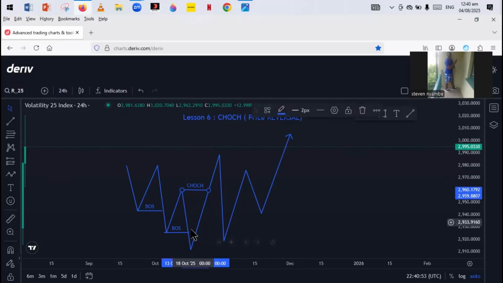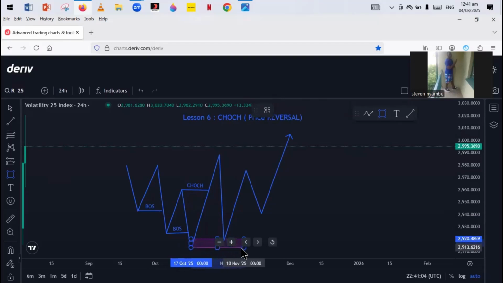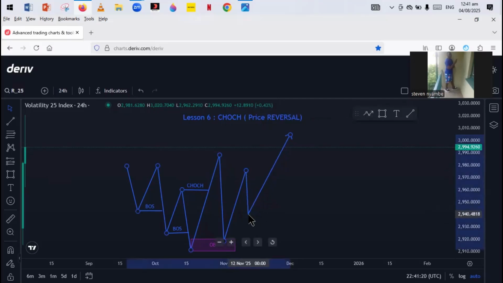price will always come back to the origin which caused that change of character. So price will always come back to that origin or order block which caused that change of character, like that. That is how price always moves.